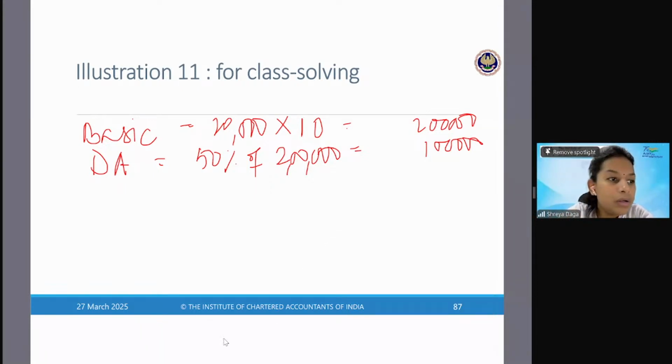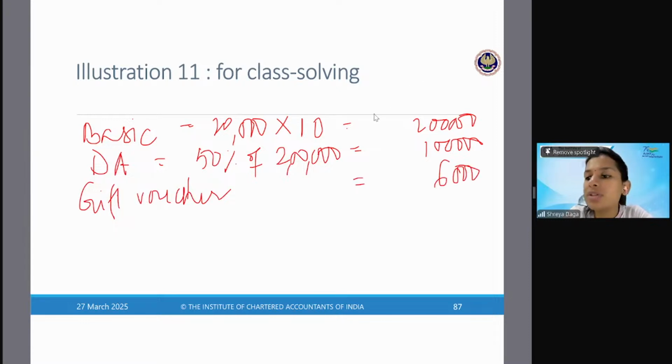Then let's do gift voucher. For gift voucher, you give a note that only up to 5,000 is exempt. So the entire value of 6,000 is being considered taxable. Okay. Then there is something called motor car facility.